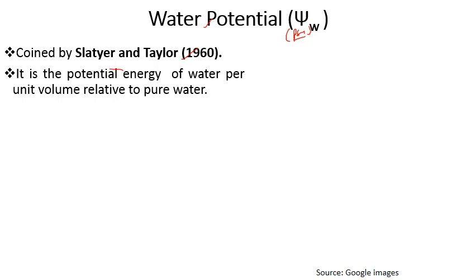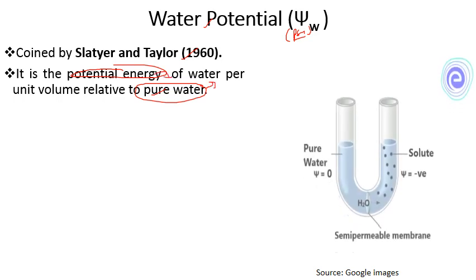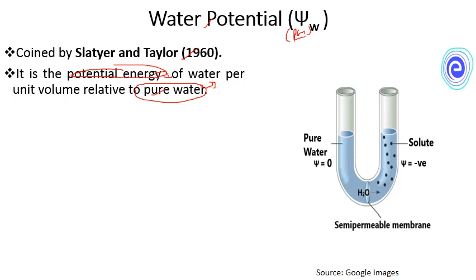And it is the potential energy of water per unit volume related to pure water when we consider it in reference. So the free energy, the potential energy present in pure water, that is basically the water potential. So here we can see in this left hand side tube there is pure water, and its maximum water potential value is 0.